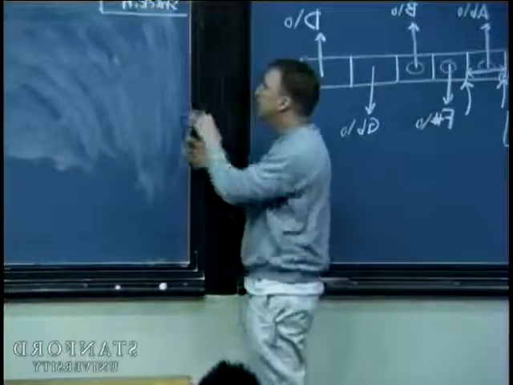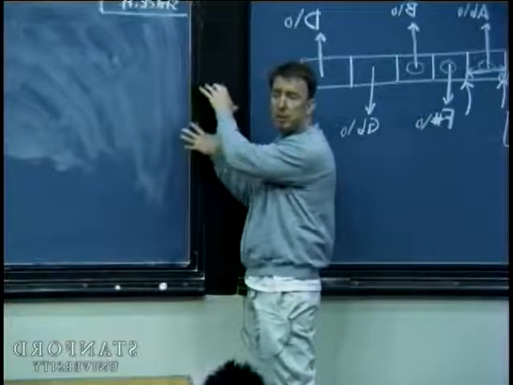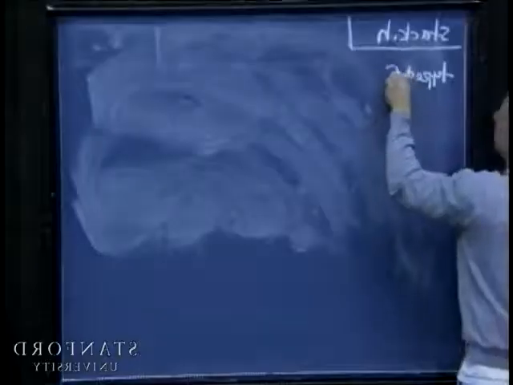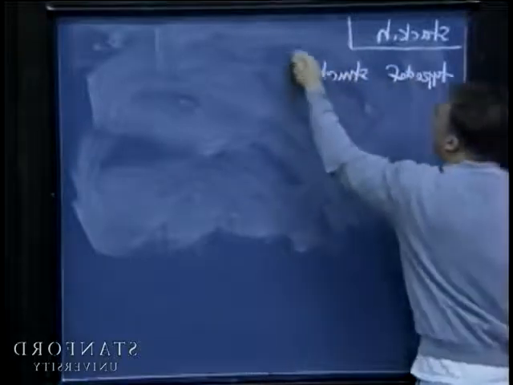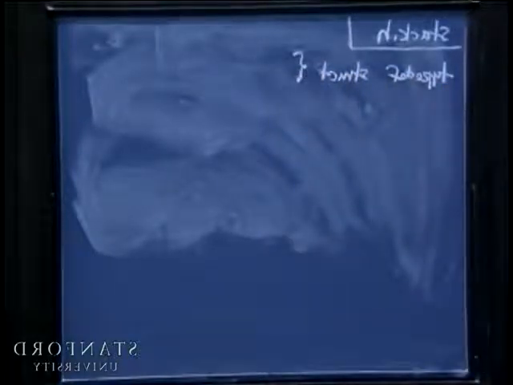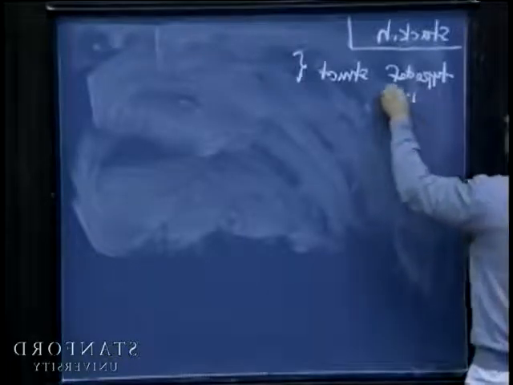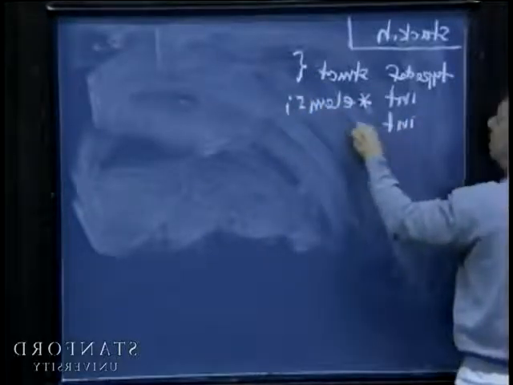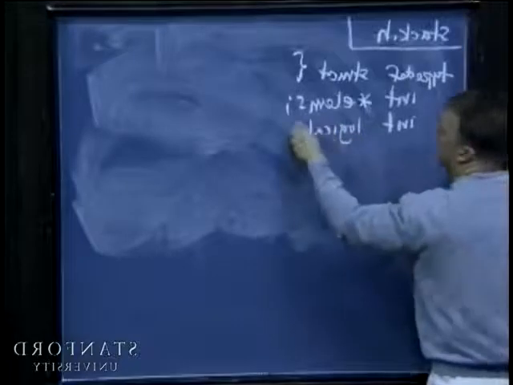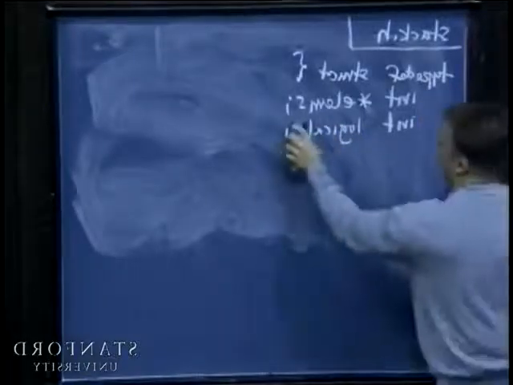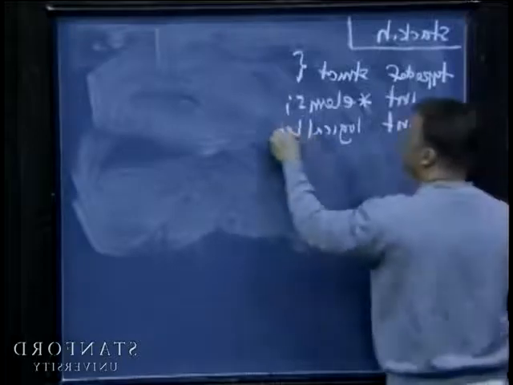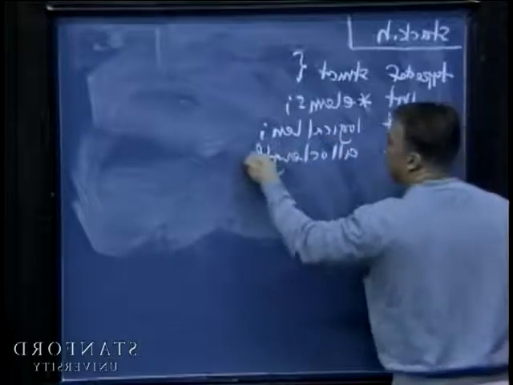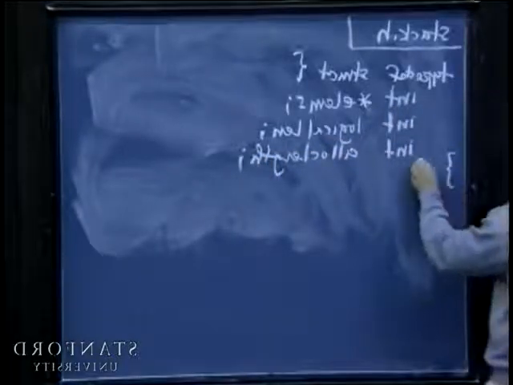So what I want to do is come as close to the definition of a class right here as possible using just C syntax. This is how you do that. Typedef struct. The typedef keyword is required in C, it's not required in C++. And then I want to do the following. Int star elems, int logical length, int allocated length, and that is it. I want to call this thing a stack.